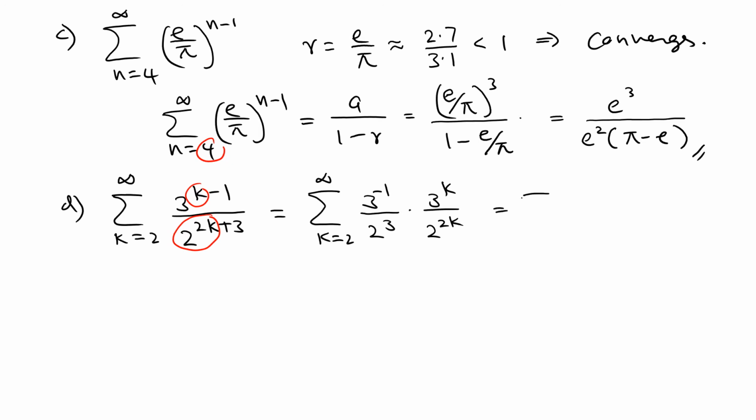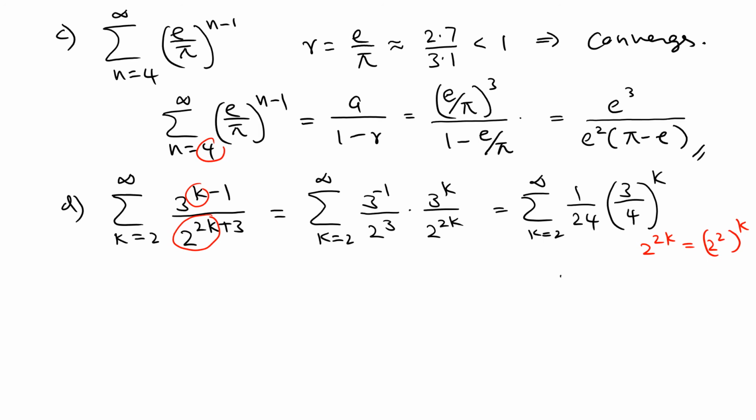So this is simply sigma k going from 2 to infinity. If you bring 3 down, 2 to the 3 means 8, so it's going to be 1 over 24 times the quantity 3 over 4 to the k. Two squared is 4, so it's 4 to the k. You can write it like that because 2 to the 2k can be written as 2 squared to the k. Good. Now you can see this is a geometric series, and R is 3/4, which is less than 1. So it converges.